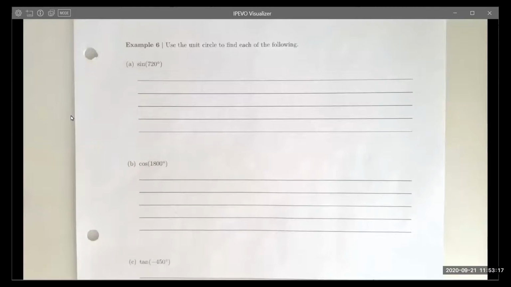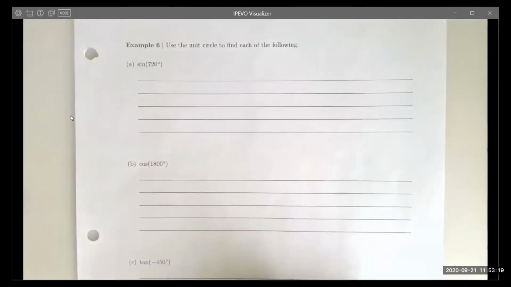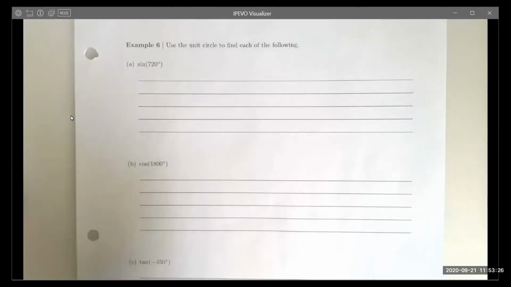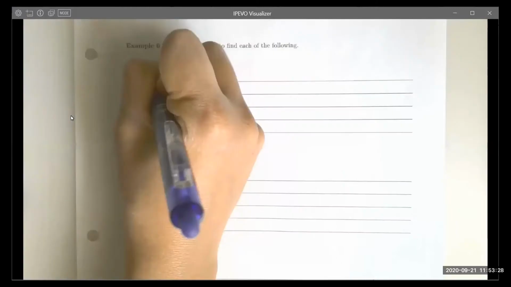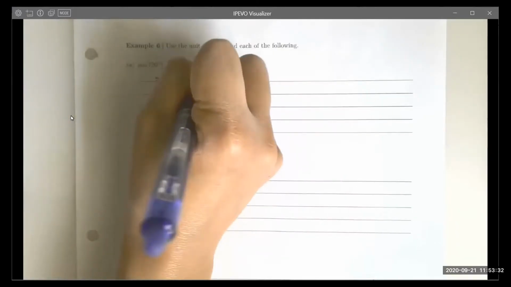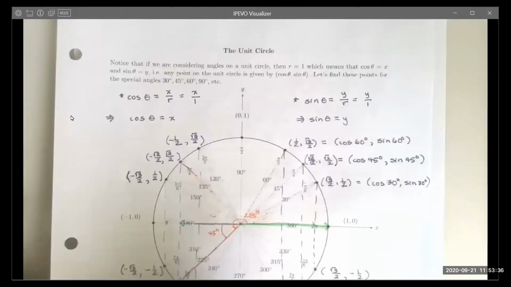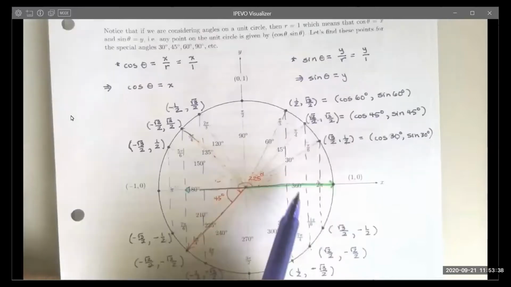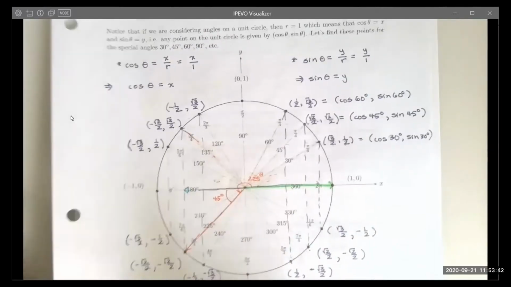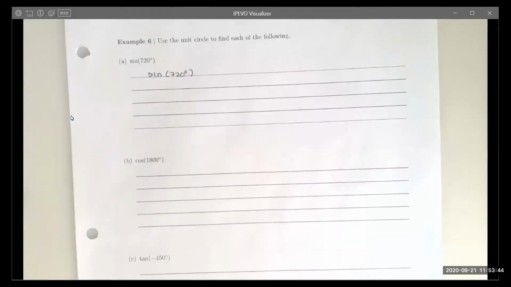For example number 6, they're asking us to use a unit circle to find each of the following, starting with sine of 720. So in order to find sine of 720, 720 is not on the unit circle. On the unit circle, we have 0 to 360. So we have to find what 720 is coterminal to. Let me just write that as a comment.